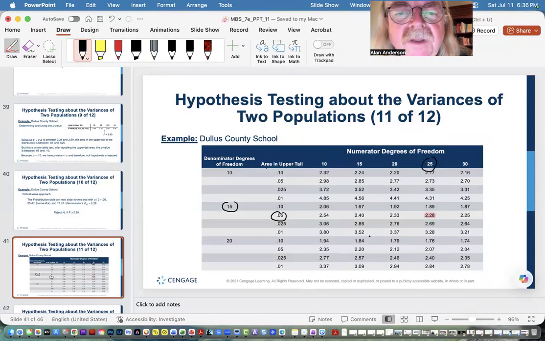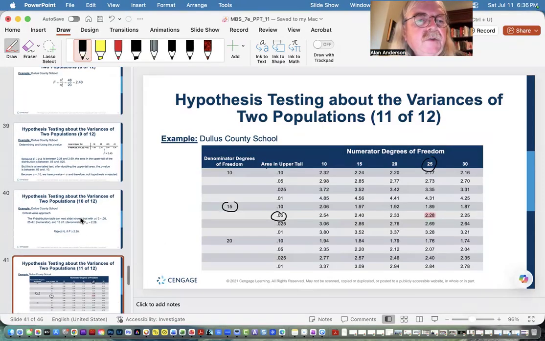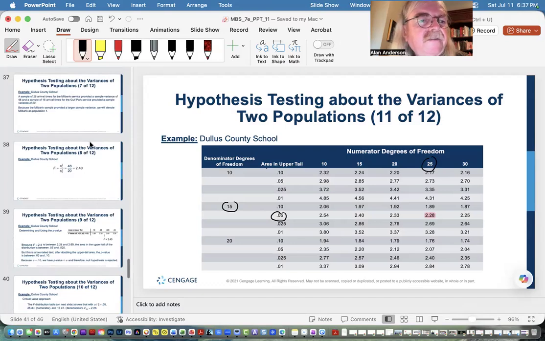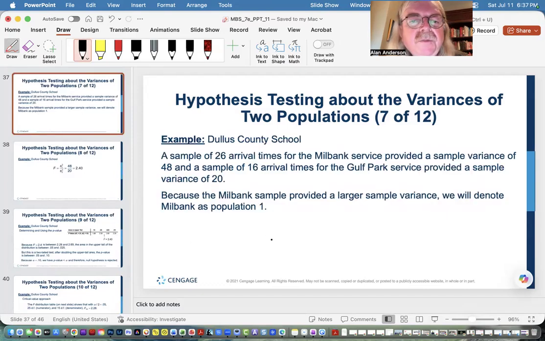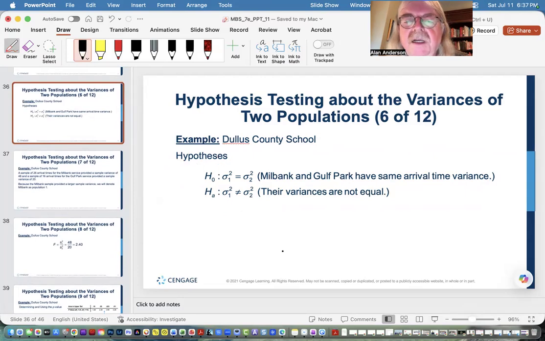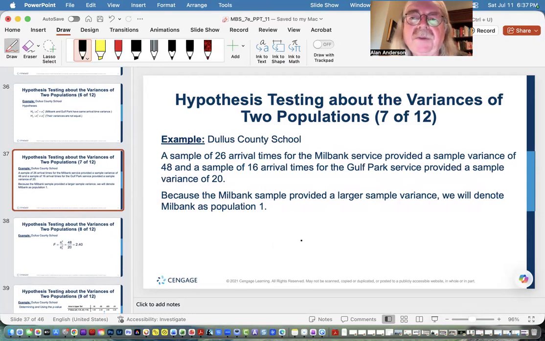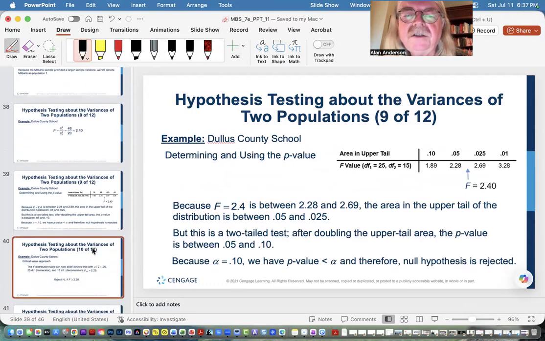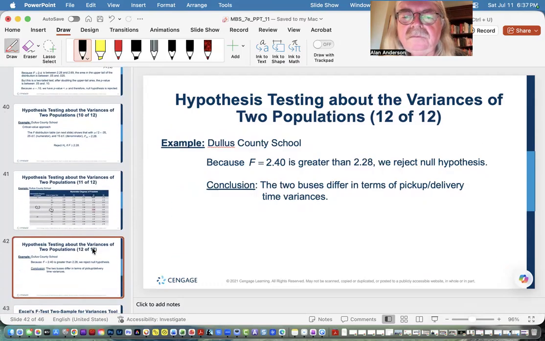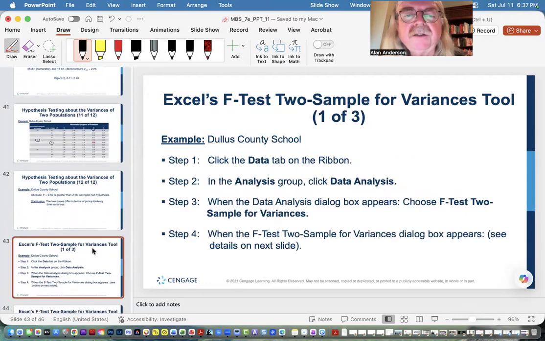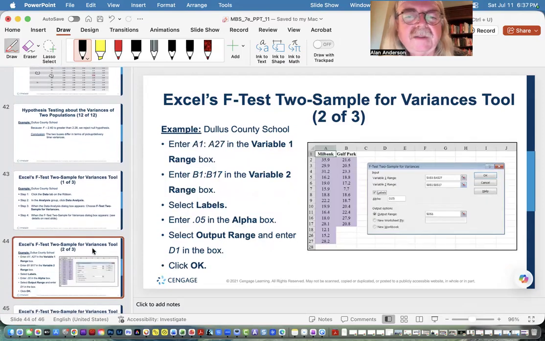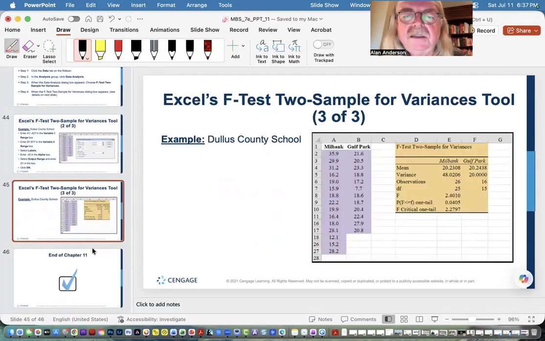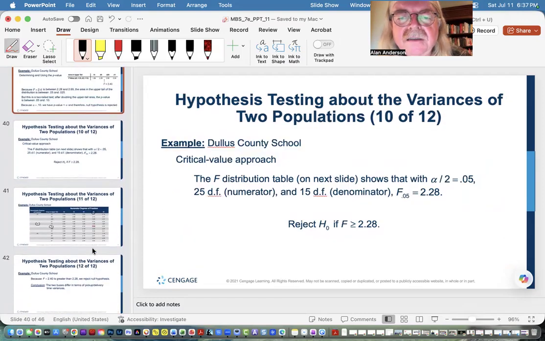So what that means is that between the two choices that they have, between the two companies, they do not have the same variance, which means obviously we're going to pick the one with the lower variance, or at least that's going to be one of our considerations. Therefore, they do have different variances, and we can do whatever we want with that information.